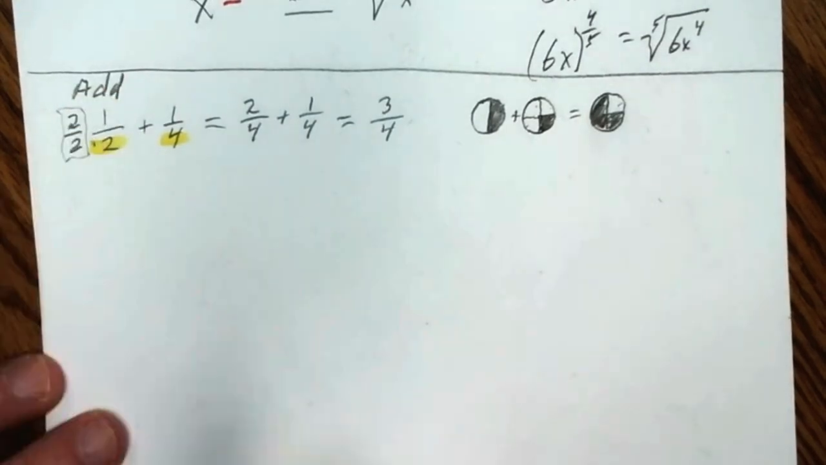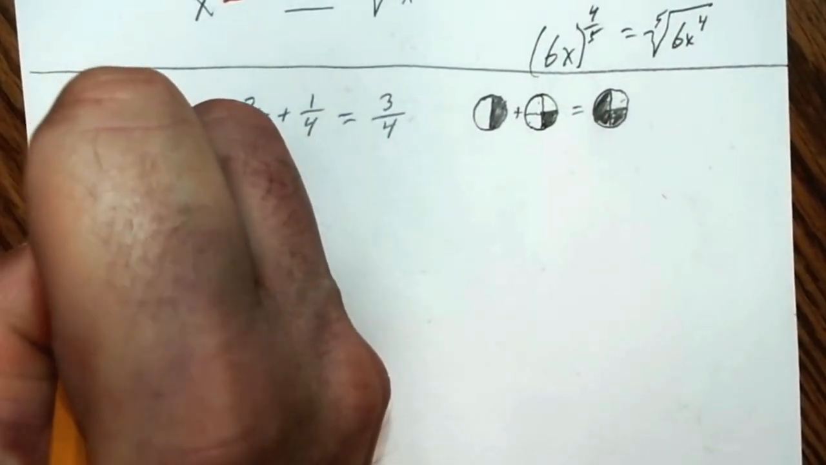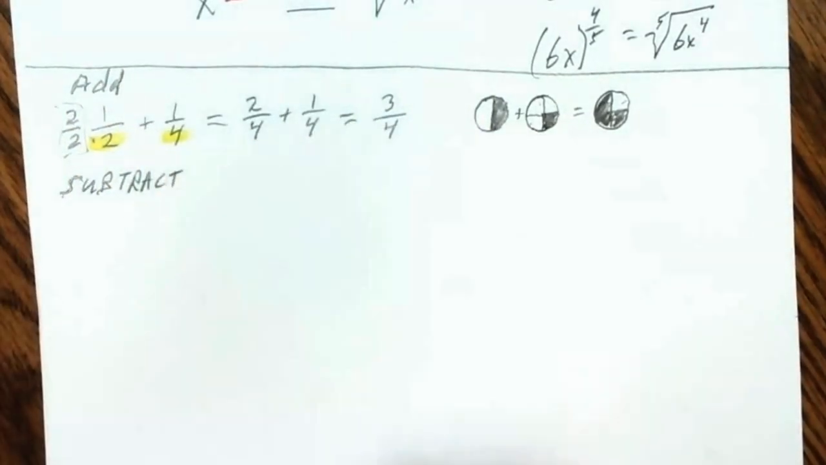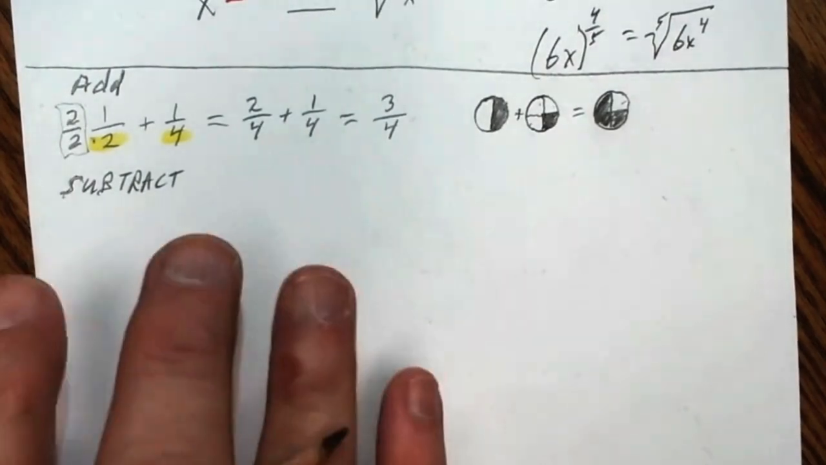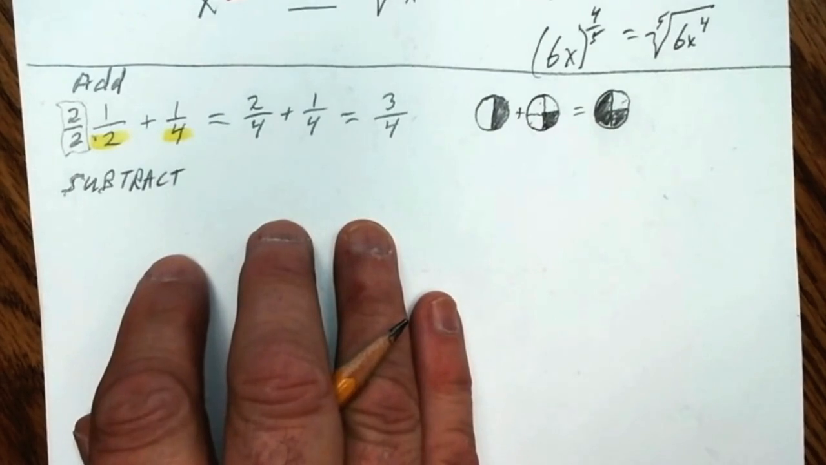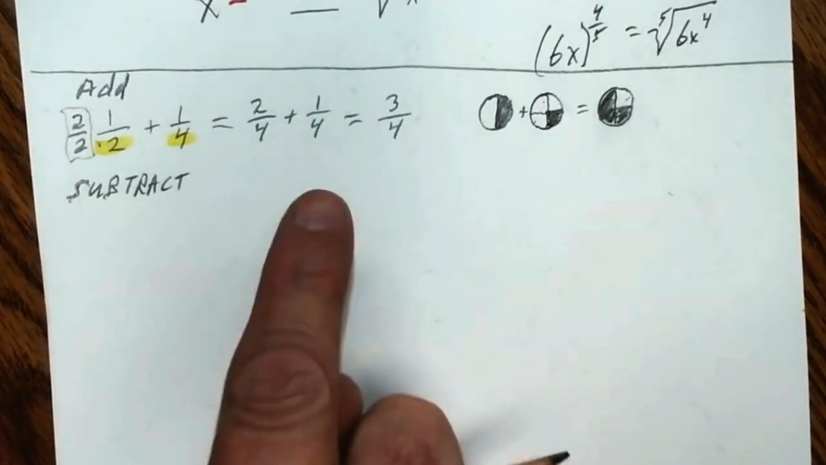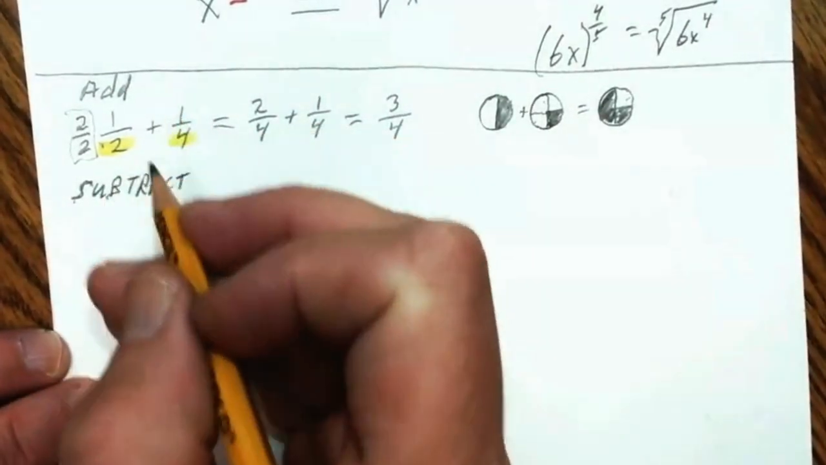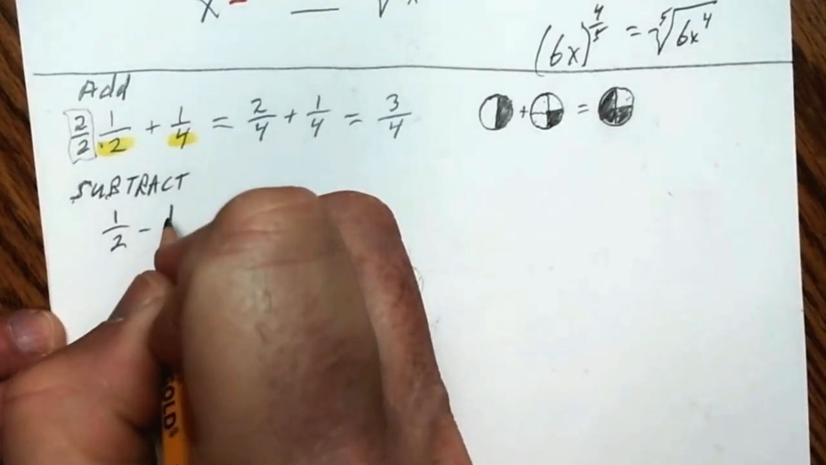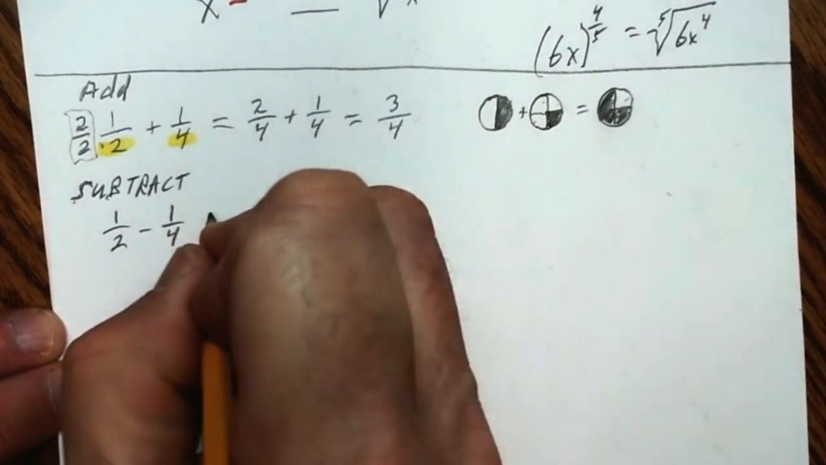So that's adding. Let's talk about subtracting. But you need this. If you don't know this by heart, this should be in your notes, because we're going to use this a lot, because we're going to be working with rational exponents this whole unit, which means fractions. Subtracting works just like addition in the fact that we have to have the same denominator.